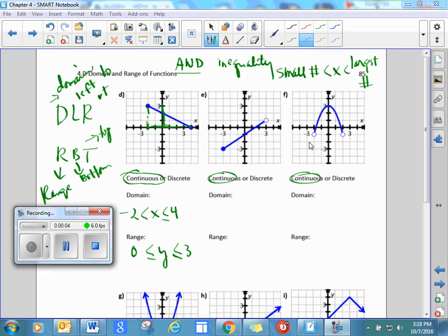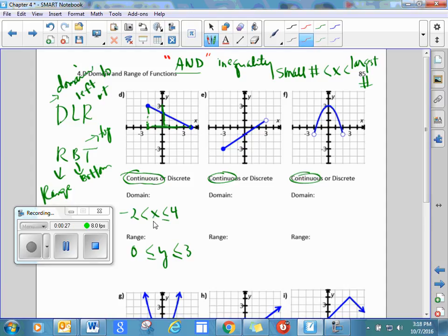Okay, we're back on page 85, and we're going to do a couple more of these examples with our continuous graphs, listing our domain and our range. I rewrote this up at the top. I want to remind you that what we're writing for domain and range are actually "and" inequalities. They have more than one condition that they have to meet.